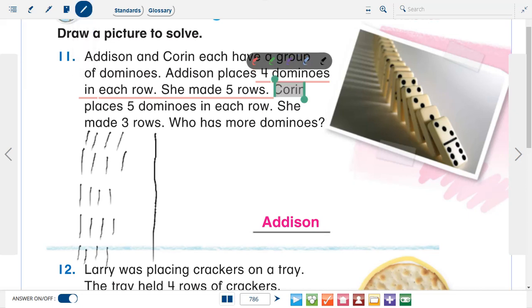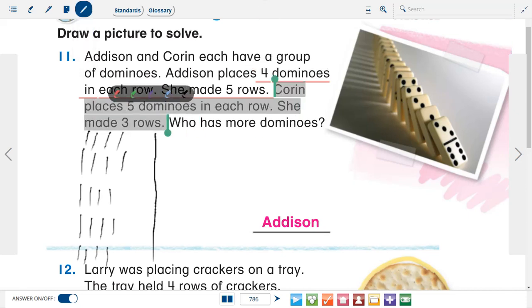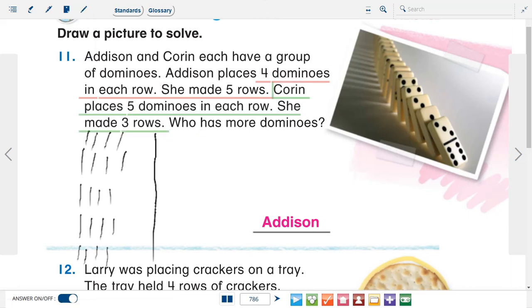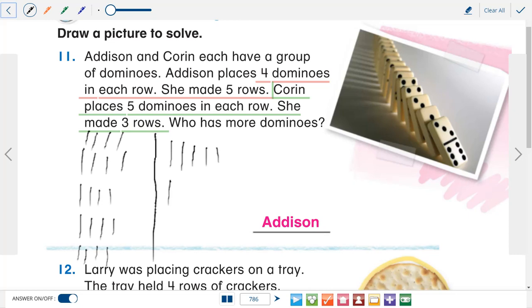Now the other girl, Corinne, she placed 5 dominoes in each row for 3 rows. 5 in each row for 3 rows. So I'm going to put 5 pieces in each row. 1, 2, 3, 4, 5. The second row must have 5 also. And the third row will have 5. So 1, 2, 3, 4, 5. This is what Corinne did.